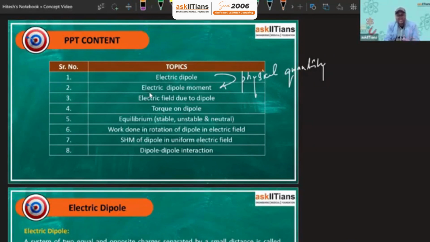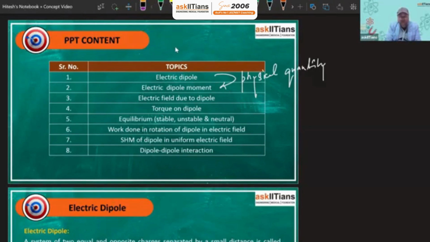As I have told you, electric dipole, as you can see from the name, suggests that electric means charges. Electric comes from charge. And what is dipole? Having two poles. In electrostatics, we have studied that charge may have two polarities. It may be a positive charge or a negative charge. So dipole means an electric system having both the poles.